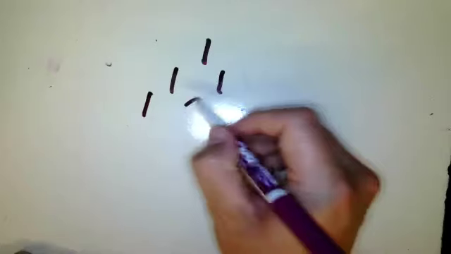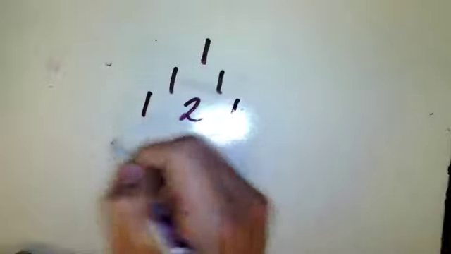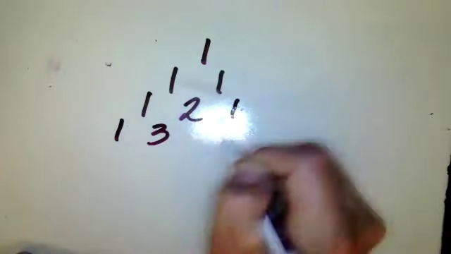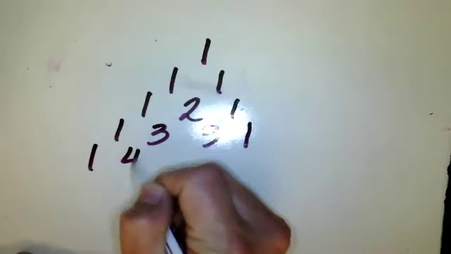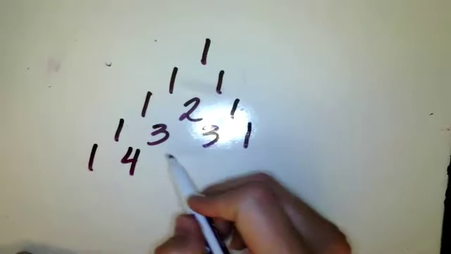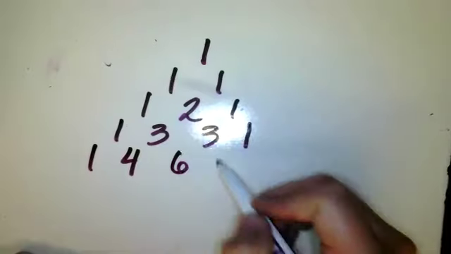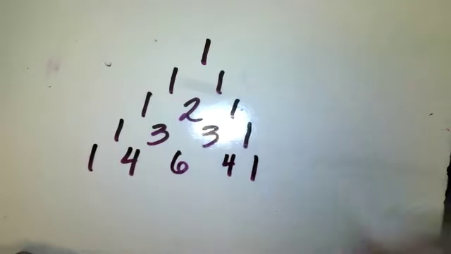What's the next line? 1, 2, 1. Very good. What's the next line? 1, 3, 3, 1. All right, next. 1, 4, 6, 4, 1. Good, because 1 and 3 makes 4. 6, because 3 and 3 makes 6. And 4 and 1. And then what?